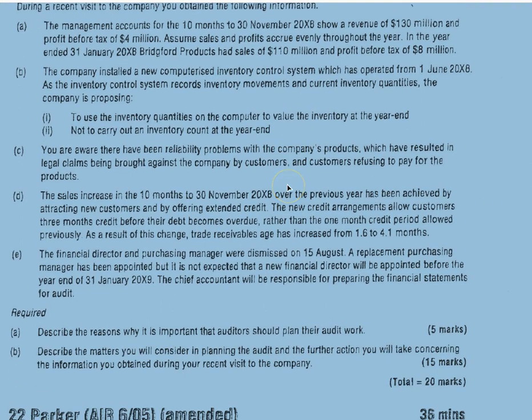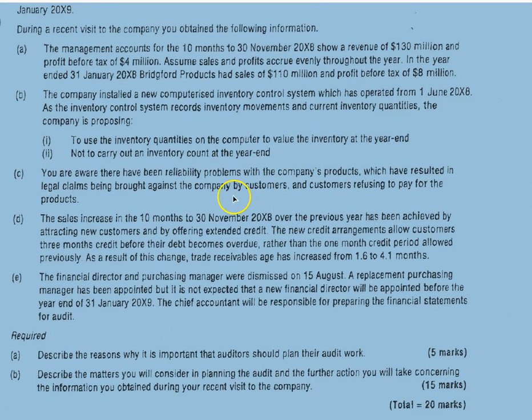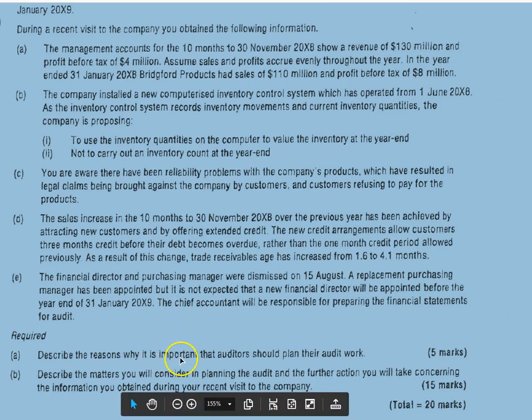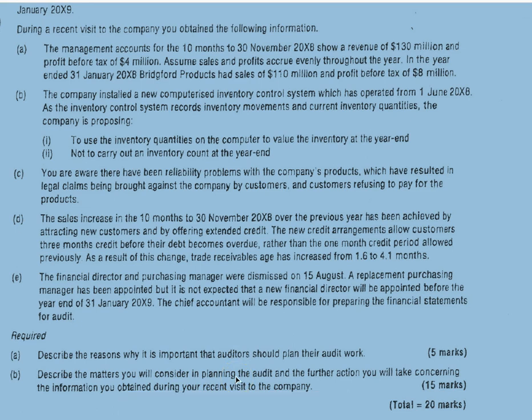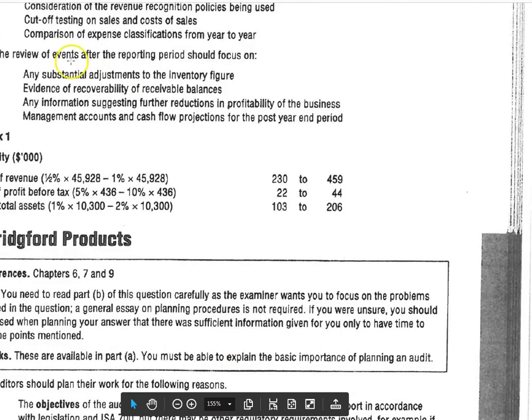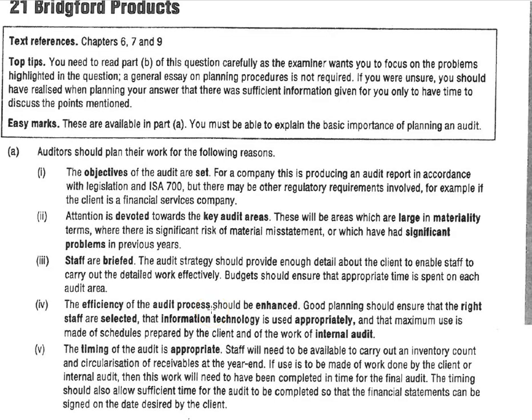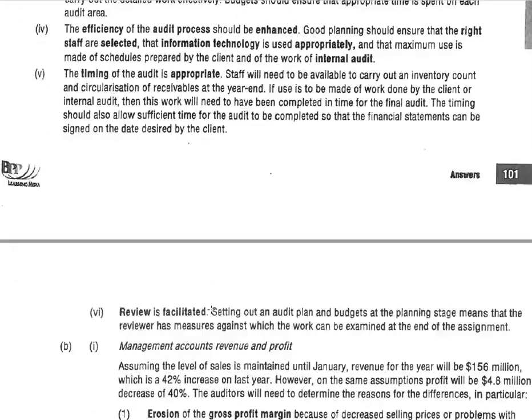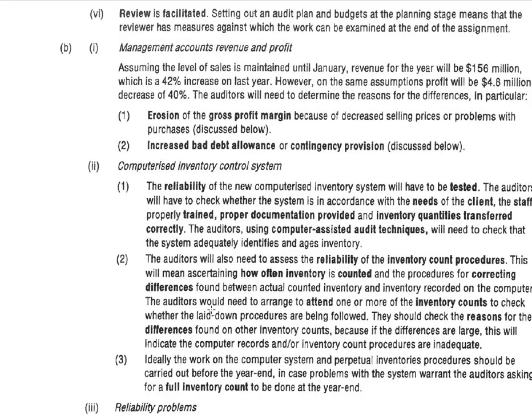And I was a bit unfair in that I just said identify the risks. So what I asked you was not what it asks, because it asks for planning the work and then describe matters you'll consider in planning and further action you'll consider. So from an initial viewpoint, I just want you to identify the audit risks that you see. So if I go down to the ultimate answer, here's part A. And then here is B.